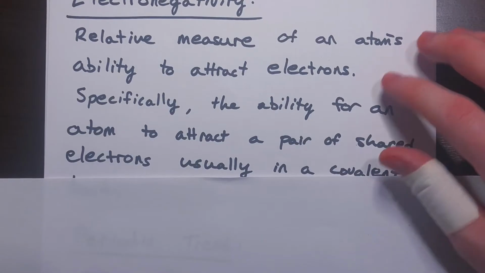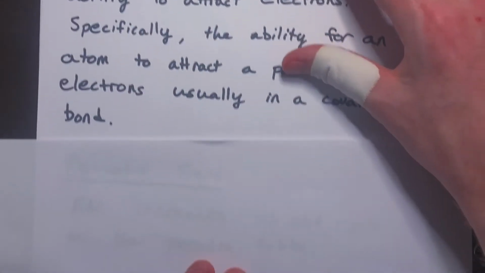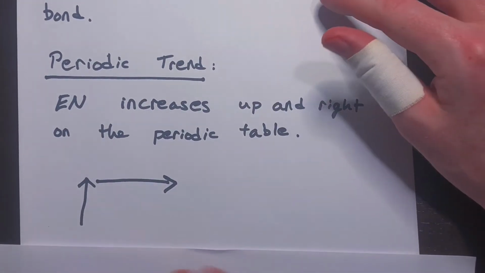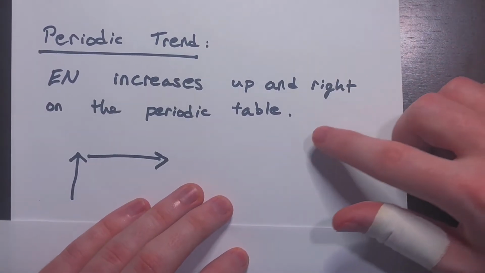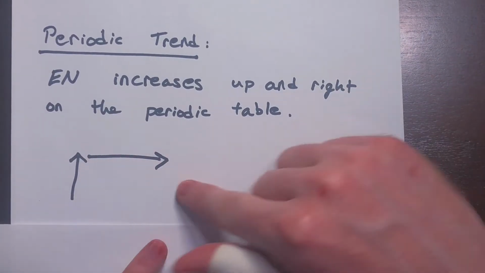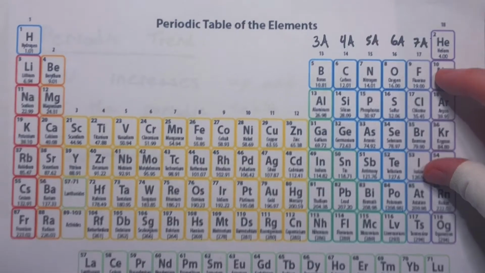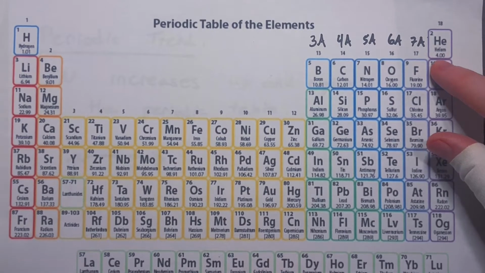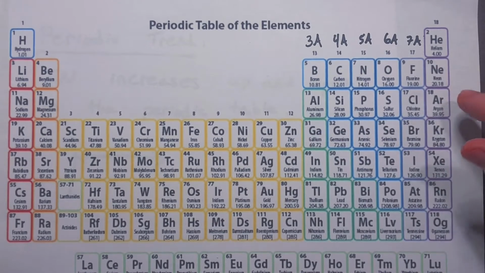So with that, how do we determine the inherent electronegativity of any atom? It's relatively easy if you remember this periodic trend. Electronegativity increases as you move up and to the right on the periodic table. So if we look at our periodic table of elements, what I'm referring to with this trend is that as you move up and to the right, you're increasing the electronegativity of that atom.